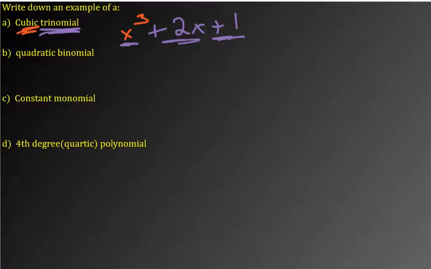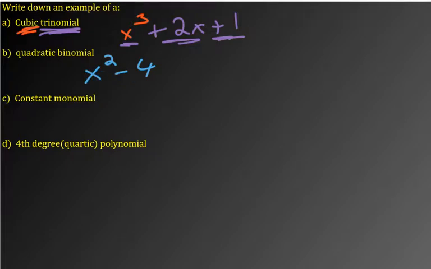Quadratic binomial, also tons of these things. You could do something like x squared minus 4. It's actually a difference of perfect squares. But it is quadratic because of the 2 and binomial because there are 2 terms.